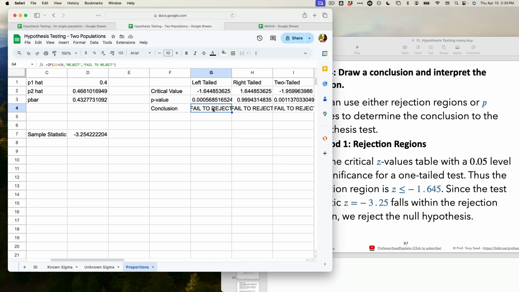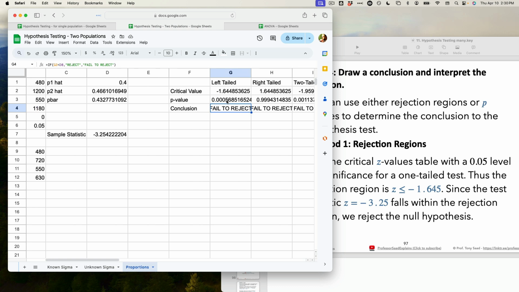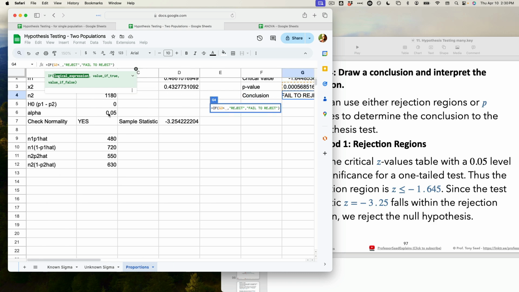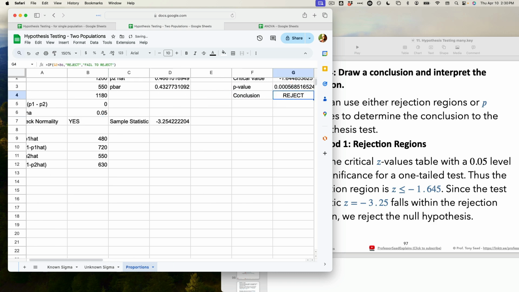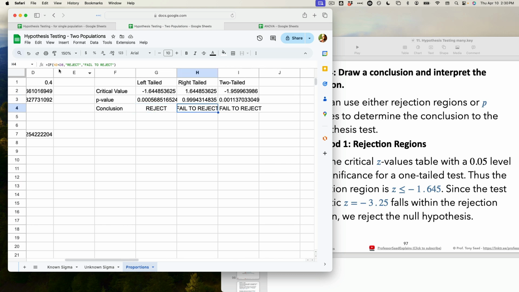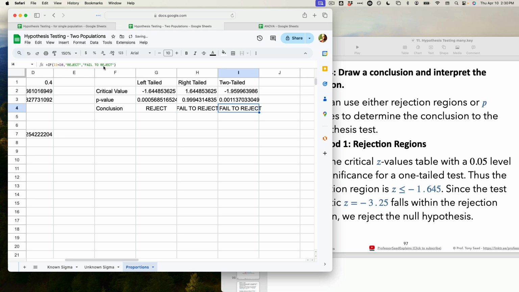However, here it's not, because I have the wrong values here. I'm comparing the wrong p-values, okay? So I should be comparing this p-value G3 to what? Not D7, I should be comparing this one to alpha over here, B6, okay? So we do reject the null hypothesis. This one should also be compared to B6, and this one should also be compared to B6.